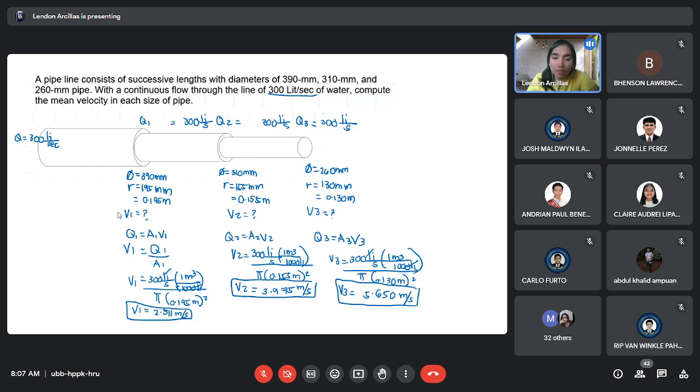Okay, as we analyze, the bigger the area, or kung sasabihin natin, kung malaki yung butas, liliit yung velocity. That is thus the least velocity we have, velocity 1. At this third point, maliit yung butas niya, of course, yung velocity niya is yung highest. So mas malaki yung velocity pag maliit yung butas.